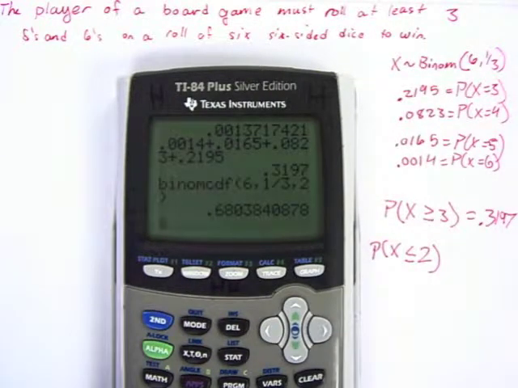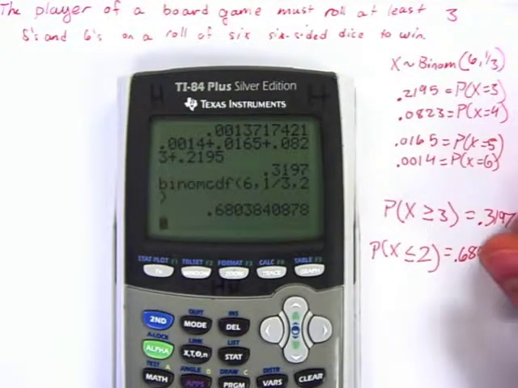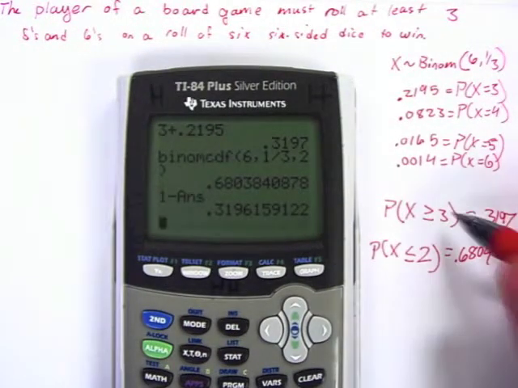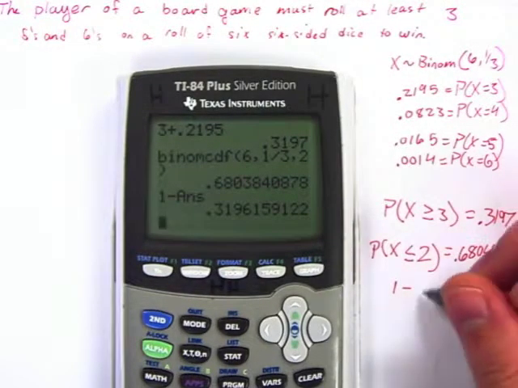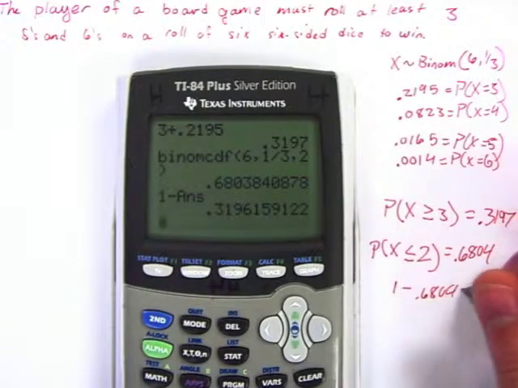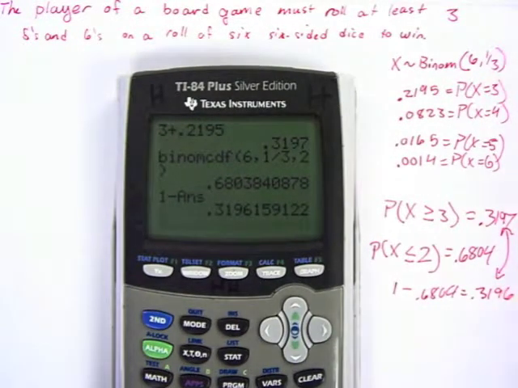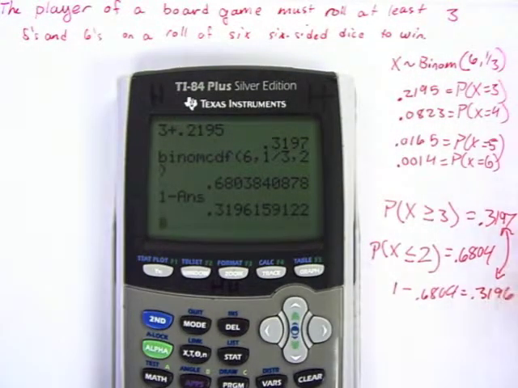And we get 68.04%. So let's write that down: 0.6804. And if we subtract that from 1, we should get the probability that x is greater than or equal to 3. So 1 minus 0.6804 will give us 0.3196, which doesn't exactly agree with what we had before, but that's because I was rounding up here. So the difference here is just rounding error.